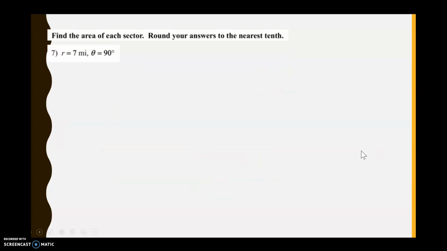And number 7, asking for area of the sector. They're telling you this theta just means the measure of the arc is equal to 90 degrees, and then you have a radius of 7. So I'm setting this up as my area of sector over the area of your circle, pi r squared, is equal to the measure of your arc over 360. Area of the sector, that's what I'm looking for, and then pi r squared.